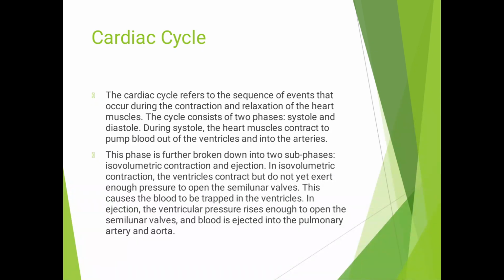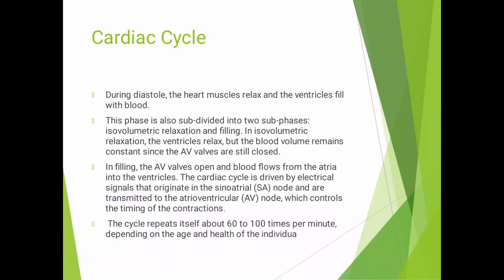Then there is isovolumetric contraction. Here the ventricles contract, but there is not enough pressure to open the semilunar valves. This causes the blood to be trapped in the ventricles. In ejection, the ventricular pressure rises to open the semilunar valves. Then the blood is ejected into the pulmonary artery and aorta.